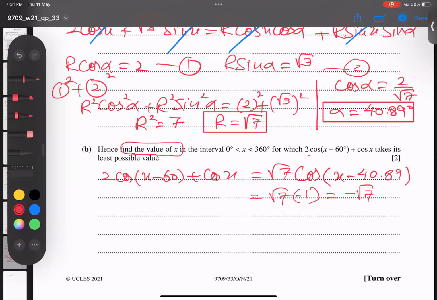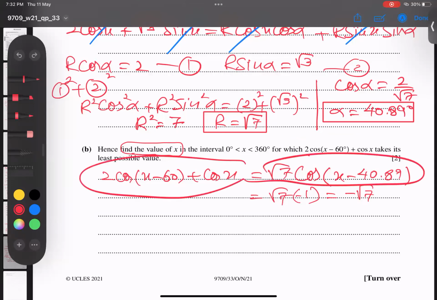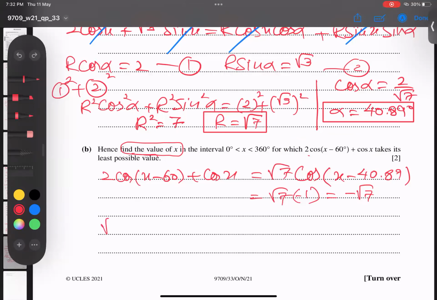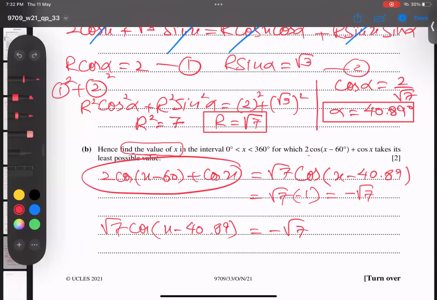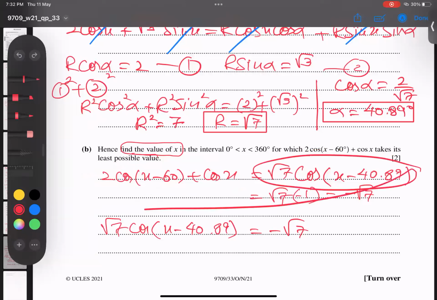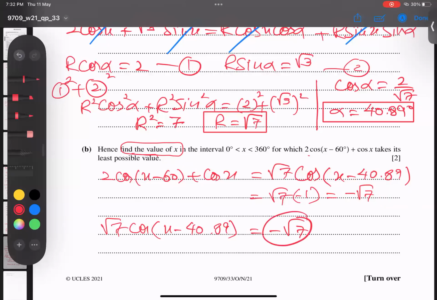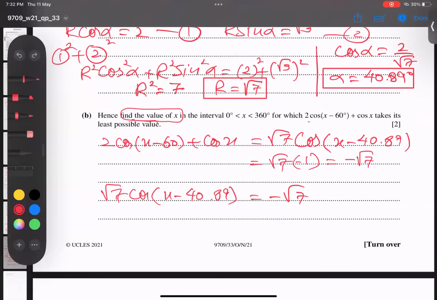What is the technique to solve it? Because I'm finding this value for this, students, you know it very well, and this value equals that. So I'm saying here √7 cos(x minus 40.89) equals -√7. Repeat, this equals this, correct, agreed, and the least value is -√7. I'm repeating here negative. Now this √7 will go under it.